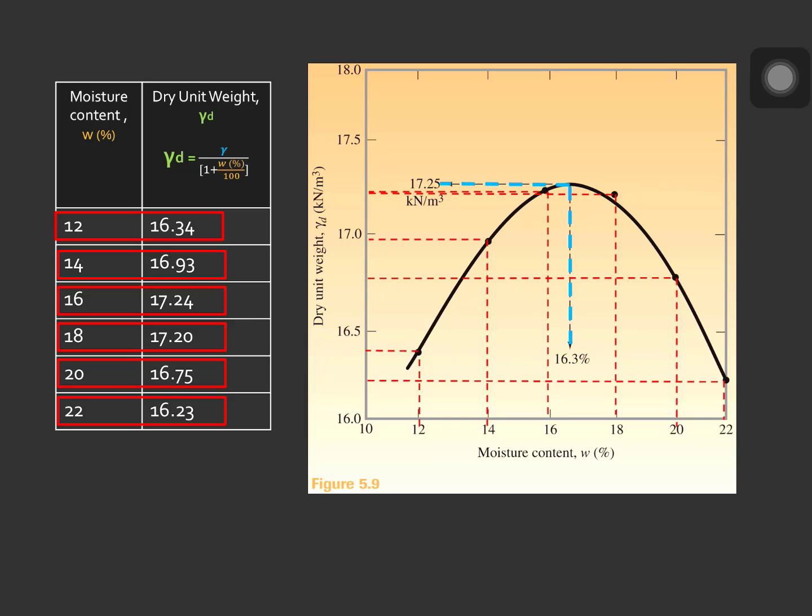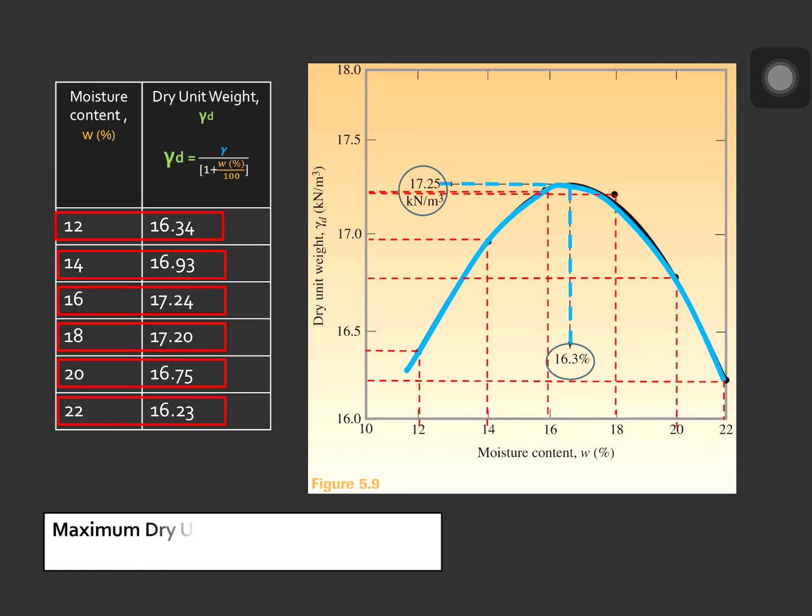16.23. The maximum dry unit weight is equal to 17.25 kilonewton per cubic meter based on our graph. And the corresponding moisture content is equal to 16.3%. Therefore, the maximum dry unit weight is equal to 17.25 kilonewton per cubic meter. And the optimum moisture content is equal to 16.3%.